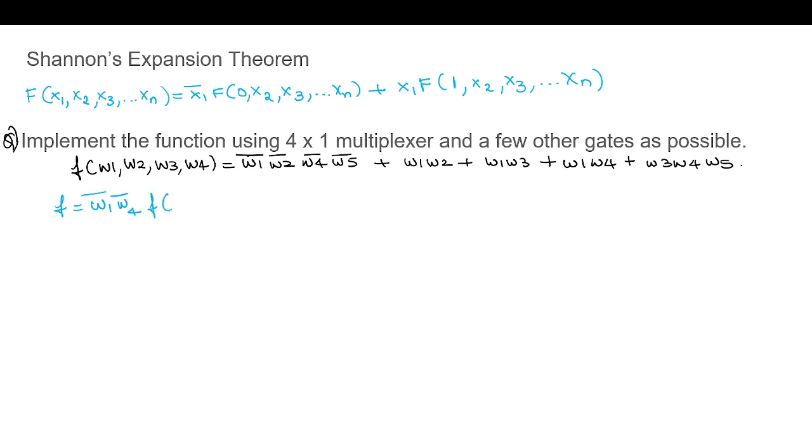So it will be f of 0, W2, W3, 0, plus f of 0, W2, W3, 1, and so on. Any questions?